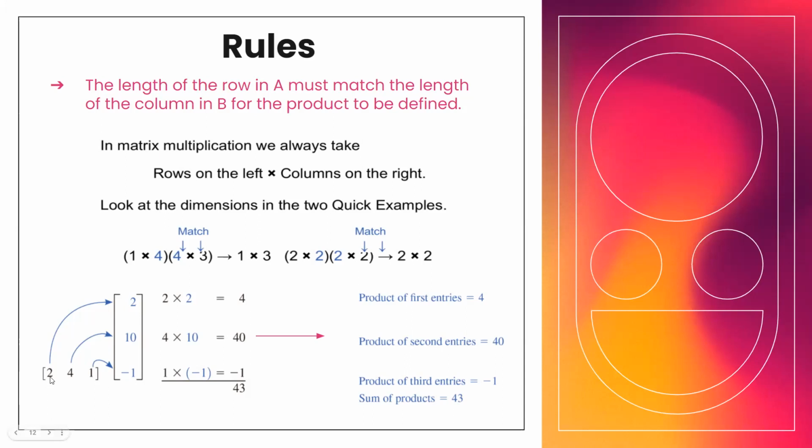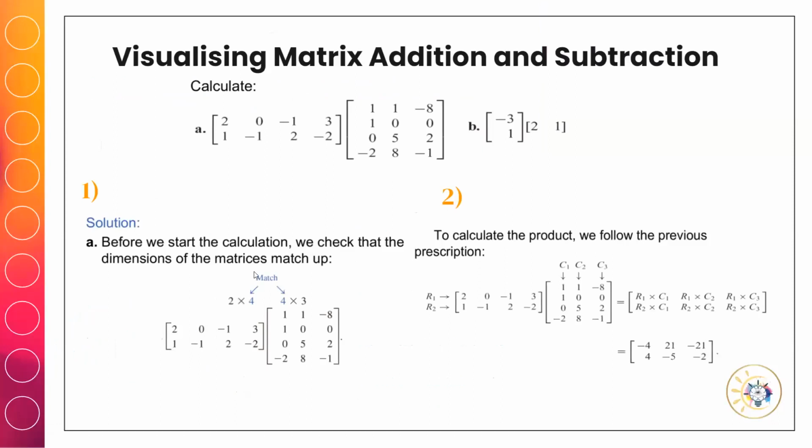So here, as we can see, we just found the product of the first entries, 2 by 2, which is 4. And then we found the product of the second entries, 4 times 10, which is equal to 40, and so on. And then lastly, we sum up all of the products.